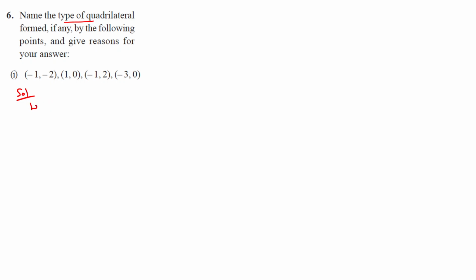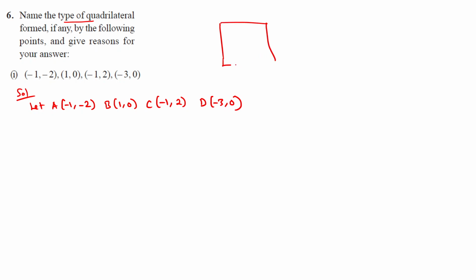Solution, let A of minus 1 comma minus 2, B of 1 comma 0, C of minus 1 comma 2 and D of minus 3 comma 0. Okay, we shall draw a quadrilateral. Quadrilateral means a closed figure which will have four sides.